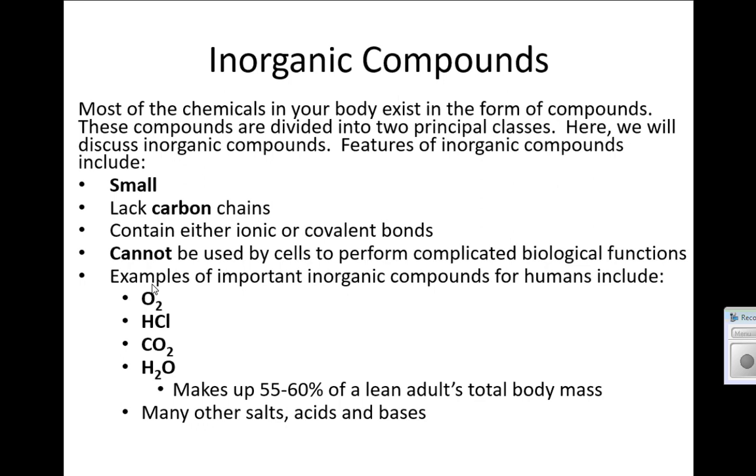Okay. Speaking of H2O, we talked about it last time. It makes up 55 to 60% of a lean adult's total body mass. Okay. So it's very, very important to us. Other types of inorganic compounds include salts, acids, and bases, which we'll talk about here in just a bit. Let's talk about H2O.